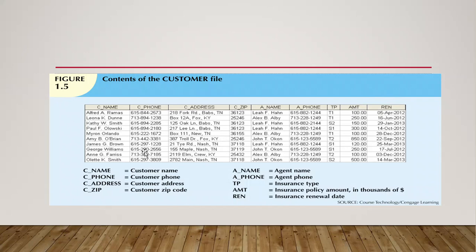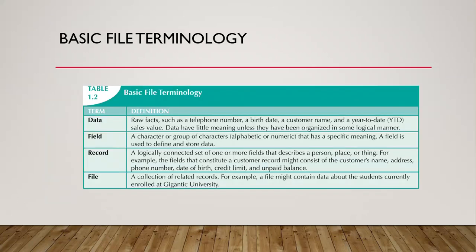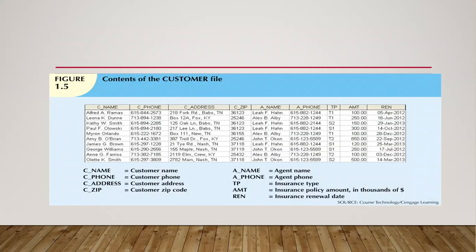Okay, so we are going to see the basic file terminology. We have here data. As I said previously, data means raw facts such as telephone number, birth date, customer name, year-to-date sales value. The data have little meaning unless they have been organized in some logical manner. So if you see here, Alfred A. Ramas is considered data. 36123 is also data. T1 is also data. 5 April 2012 is data.